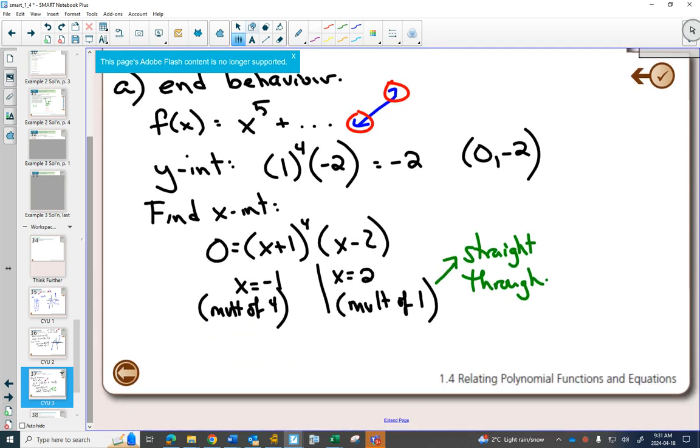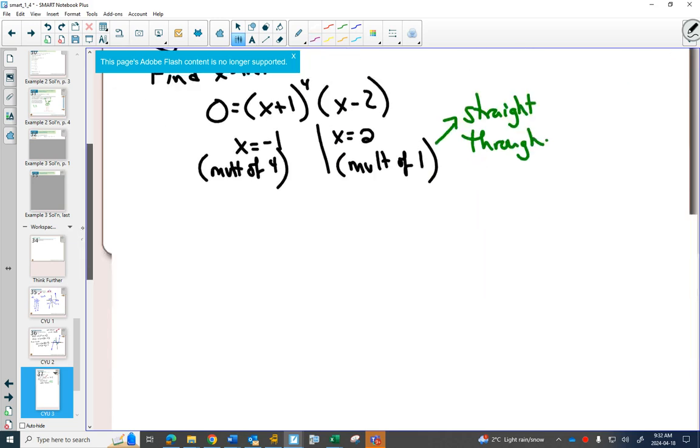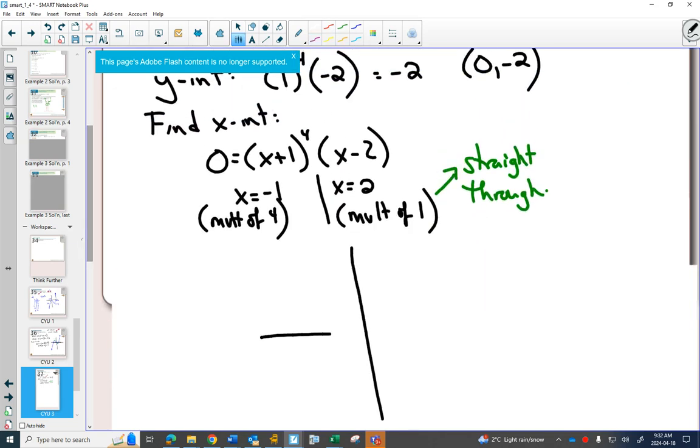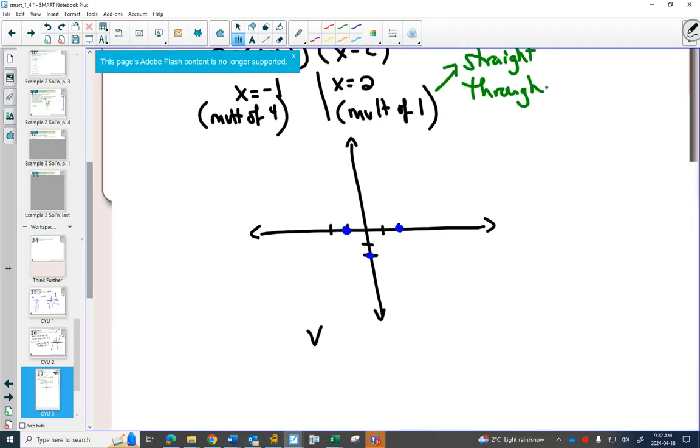So now when we go to graph, I have the following information. I have my y-intercept at negative 2. I have an x-intercept at positive 2 and an x-intercept at negative 1. I know my end behavior was an x to the 5 graph. It has to start down here, and end up here.